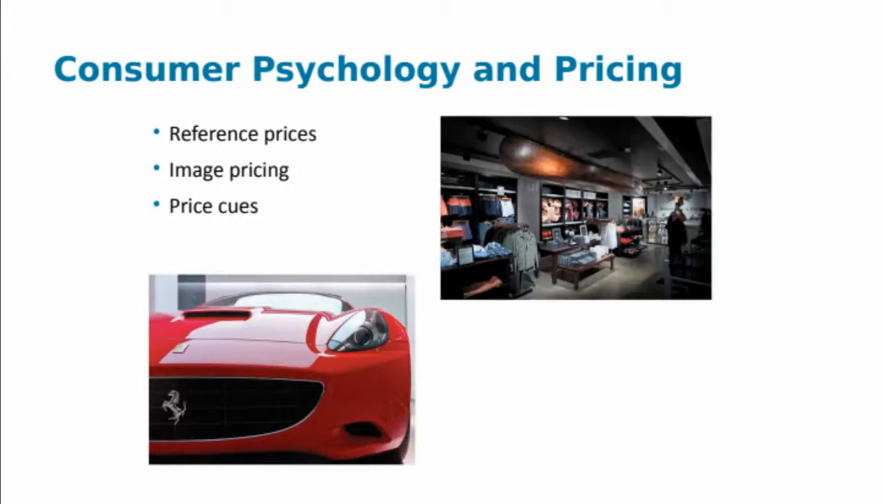And finally, price cues. Many sellers believe prices should end in an odd number. Customers perceive an item priced at $299 to be in the $200 rather than $300 range. They tend to process prices left to right rather than by rounding.